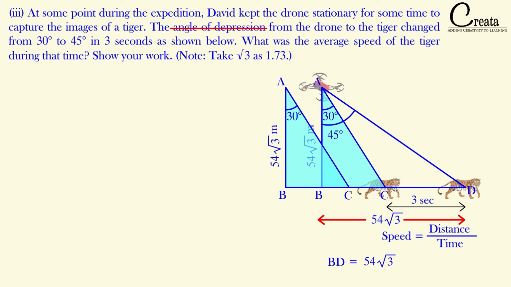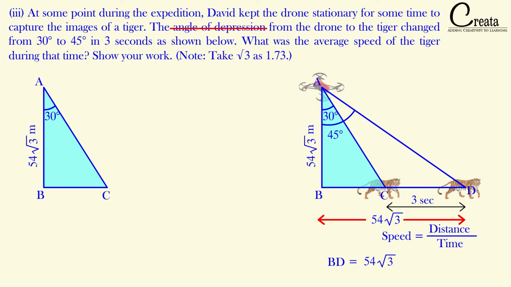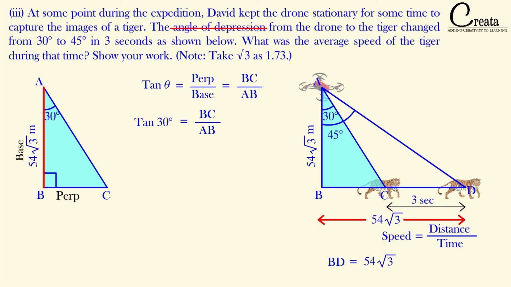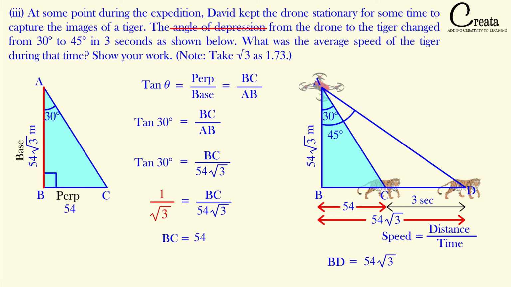Let's move to the second triangle. Again, for this triangle, we will find the trigonometric side. This side is the perpendicular as it is opposite to our trigonometric angle. This side is the base as it is between the 90 degree angle and the trigonometric angle. Again, we will use tan theta as perpendicular and base are coming into the picture. Tan 30 degree will be equal to perpendicular upon base. Perpendicular we have to find. Base is given as 54 root 3 meters. Further, what is the value of tan 30 degree? It is 1 upon root 3. This you must know. On solving, we got the perpendicular for this triangle as 54 meters. Got it? We got this distance as 54 meters.